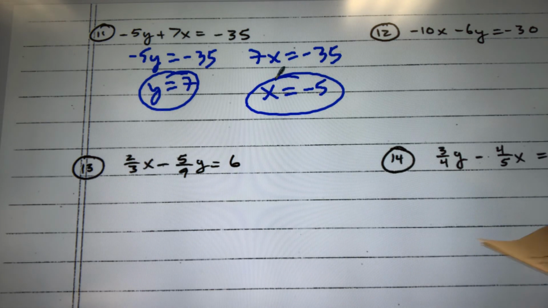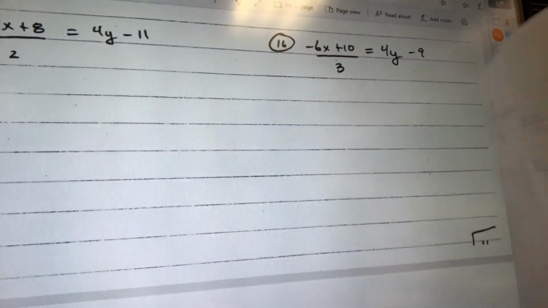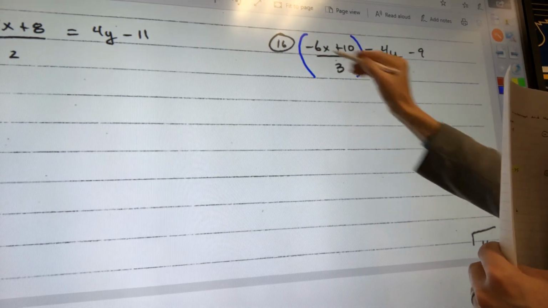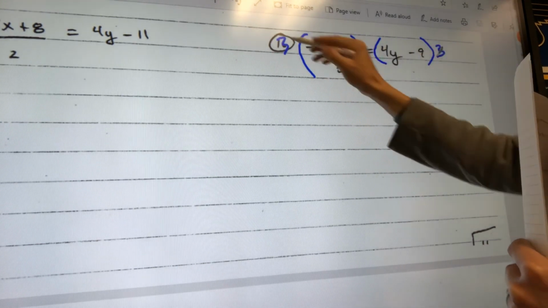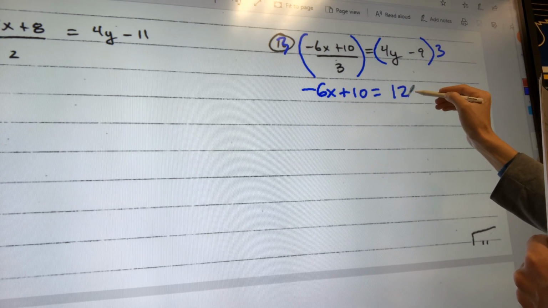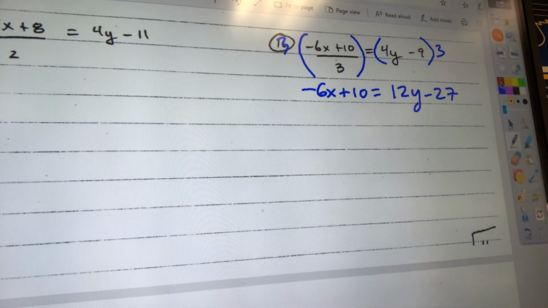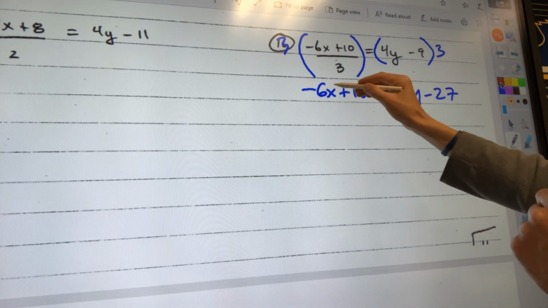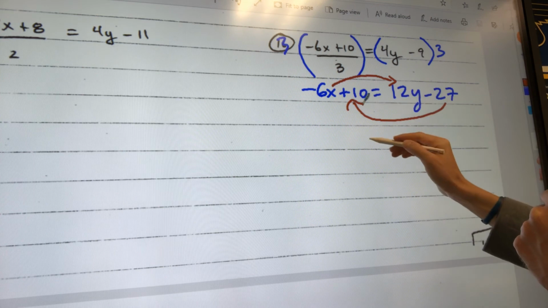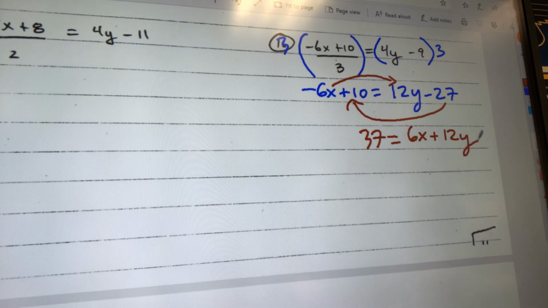All right. Then lastly, we will do 16 here in this video, and then that will be a pretty fine video. 16. Multiply by 3. Negative 6x plus 10 is equal to 12y minus 27. If you want, because we're just looking for the intercepts, we can move that over there and the negative 27 to the left. Then you have positives everywhere.